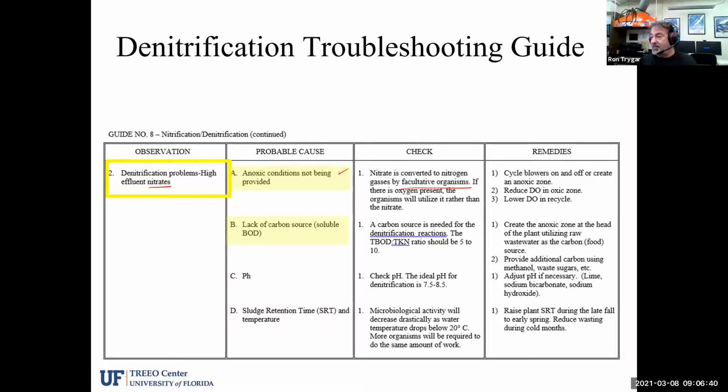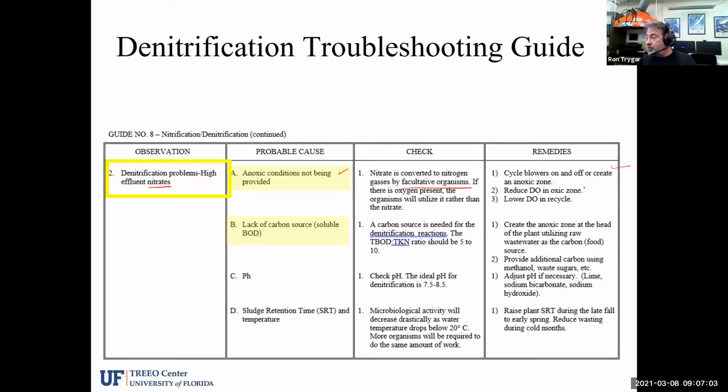How do we fix this? If you're using a small plant and you have blowers that are on timers, you can cycle blowers on and off to create an anoxic time period or an anoxic cycle. Sometimes operators of package plants will run blowers on timers so that it comes on and nitrifies and then shuts off and then allows for some denitrification to occur.